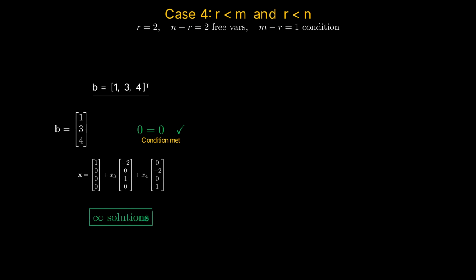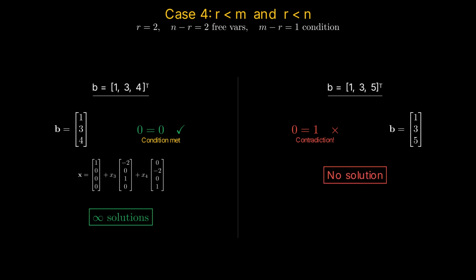X equals 1, 0, 0, 0, plus x3 times negative 2, 0, 1, 0, plus x4 times 0, negative 2, 0, 1. Now change B to 1, 3, 5. This time, the 0 row gives 0 equals 1. A contradiction. There is no solution.